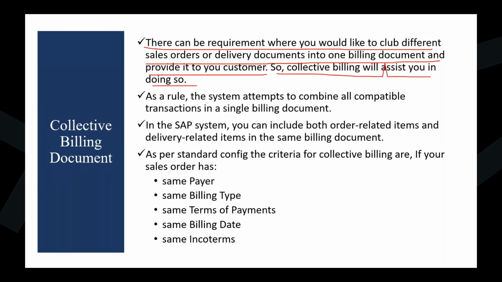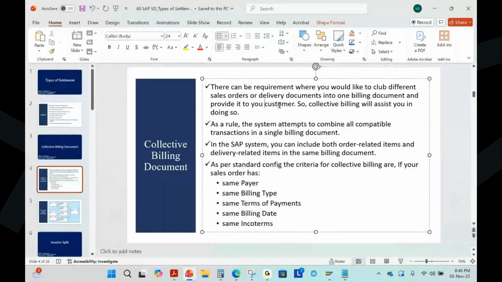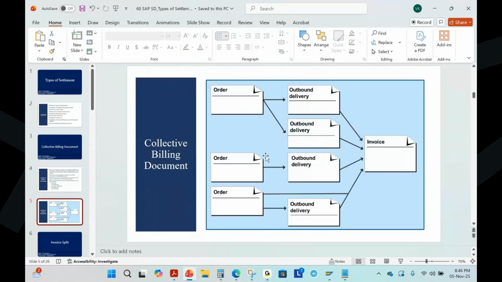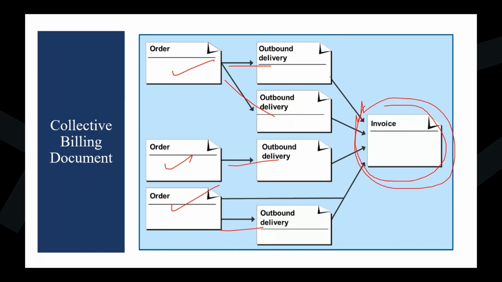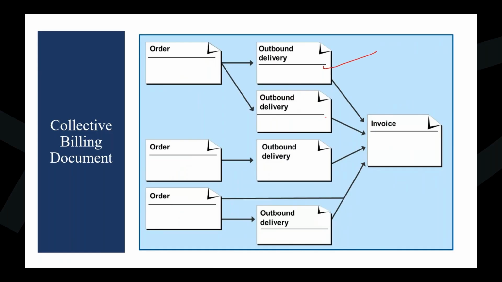Sometimes you have the same customer who has given different orders. Then you create different outbound deliveries. The customer sometimes says, you give me only one invoice instead of multiple, separate invoices for each outbound delivery. You provide me a single invoice. In that case you will go for a collective billing document.